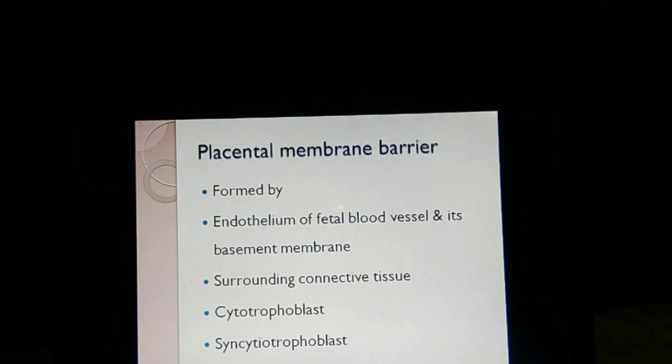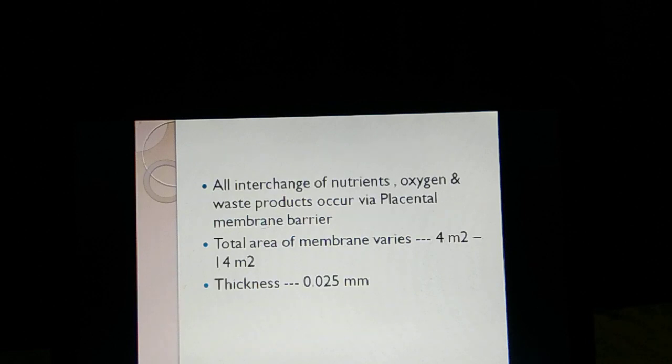So the placental membrane barrier is formed by the endothelium of the fetal blood vessels and its basement membrane surrounding connective tissue, cytotrophoblast and syncytiotrophoblast. All interchange of nutrients, oxygen and waste products occurs via the placental membrane barrier. The total area of the membrane varies from 4 square meters to 14 square meters, but the thickness is just 0.025 millimeter.